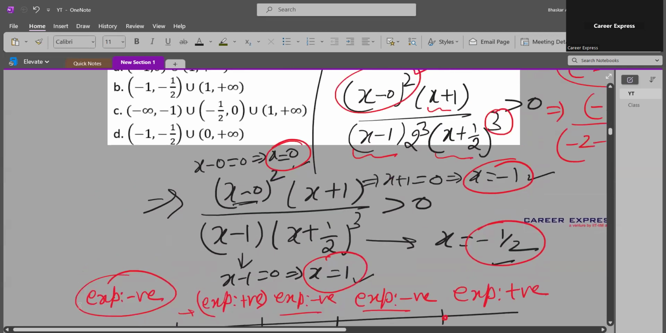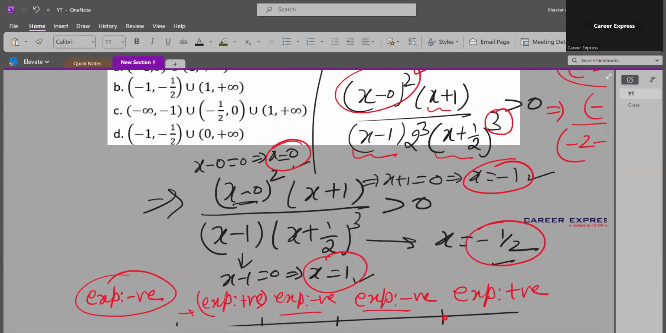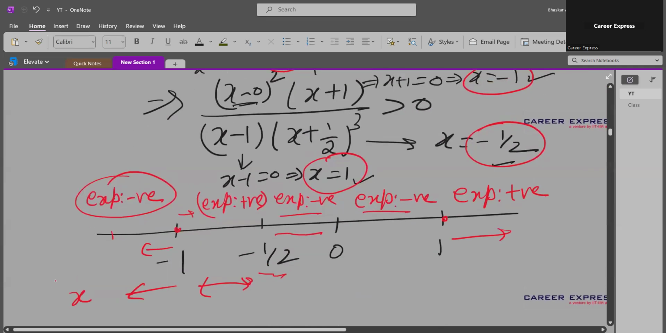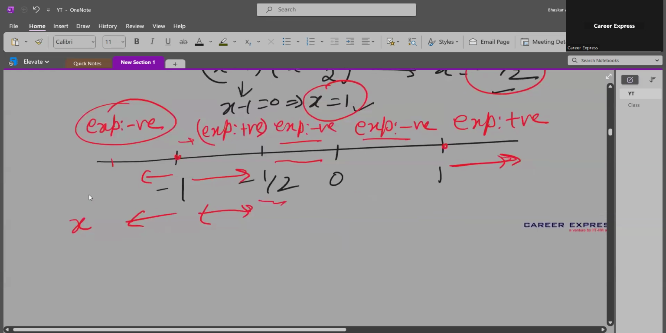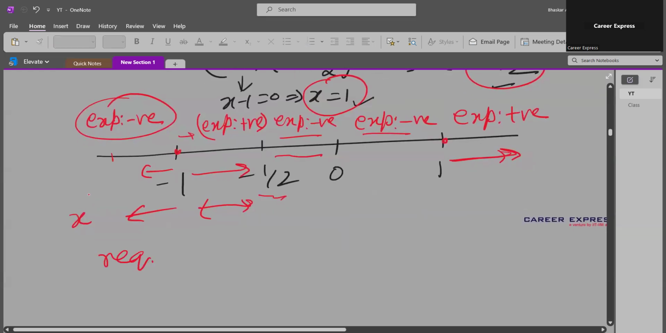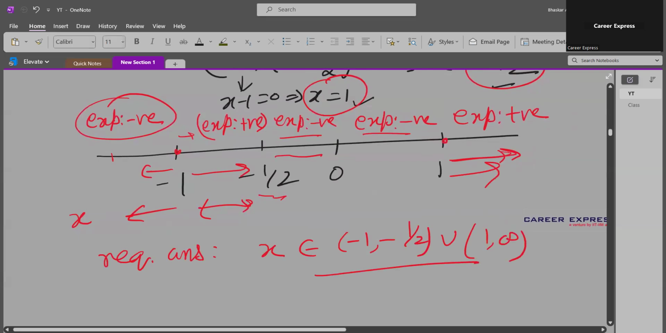So we need to find those values of x where the expression is more than 0. More than 0 means positive. So the expression is positive when x is more than 1. The expression is positive when x is between minus 1 and minus half. So in these two parts of the number line, the expression is positive. So I can say the required answer will be when x belongs to minus 1 to minus half or 1 to infinity. So that should be the answer.